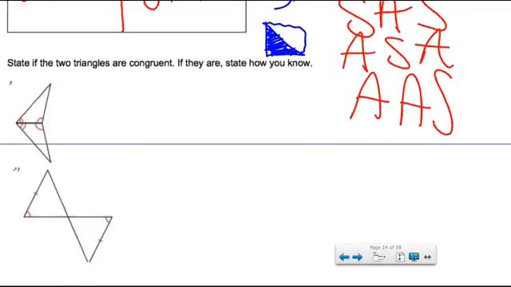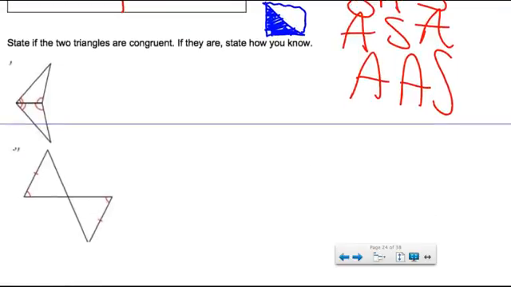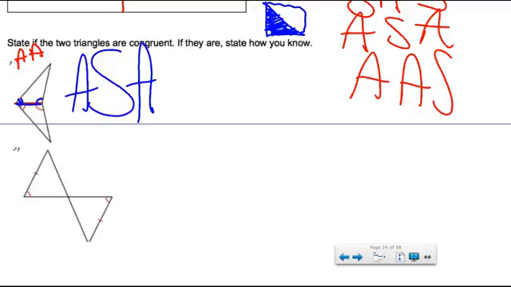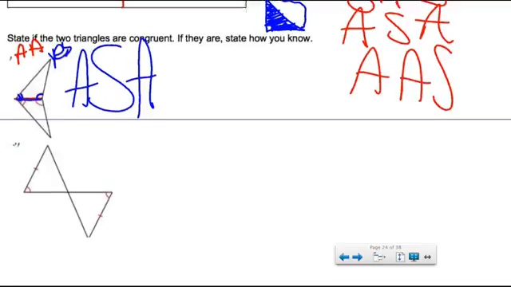So last up, state if the two triangles are congruent. If so, state how you know. Well, I can see I've got some angle, angle going on. So I either need to get a non-included side or the included side. Well, always add your brain to the picture. These share a side right here, and it's included between the angles. If I were to walk around here, I'd go angle, included side, angle, and likewise on the other one. So this one is angle, side between them, angle. So this would be yes, right, yes by angle, side, angle.